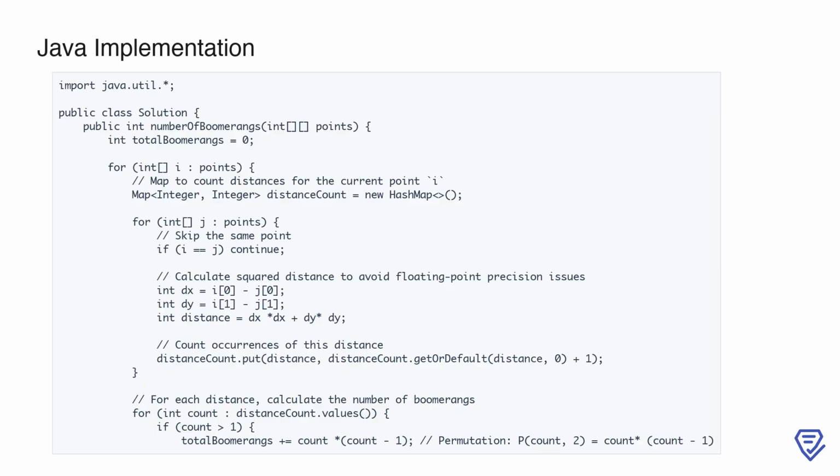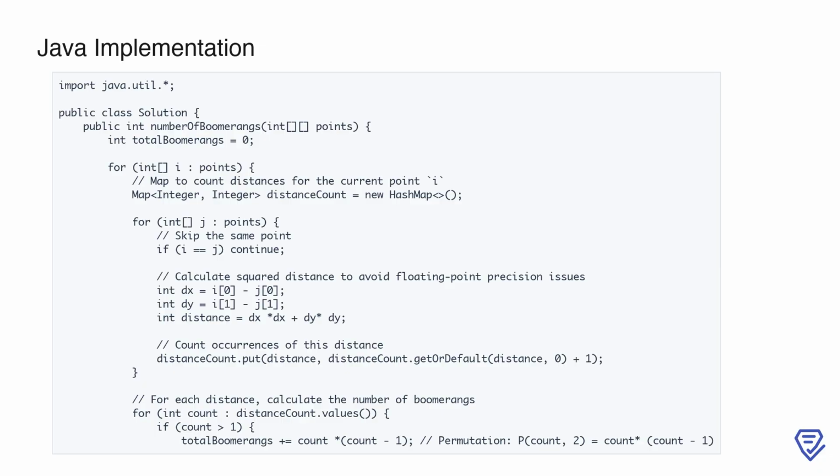Inside the inner loop, we skip the calculation if the point j is the same as point i. Then, we calculate the squared distance between points i and j using their x and y coordinates, and we update the hash map with the distance as the key and its count as the value. This allows us to track how many points are at the same distance from the current point i.